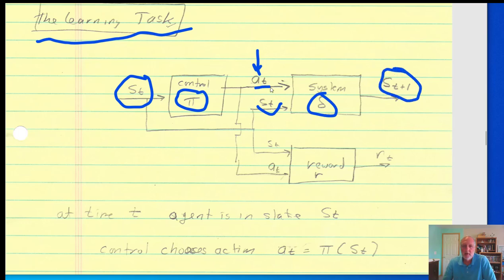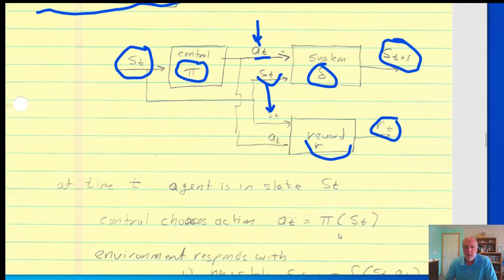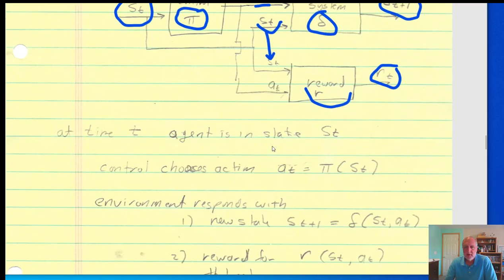Also, looking at the action and the state, the reward function is going to give us a reward for taking that one step. And down below, as I've described that, the agent is in state st. The controller chooses an action. So the policy pi chooses an action based just on the state. And then the environment responds with two things.